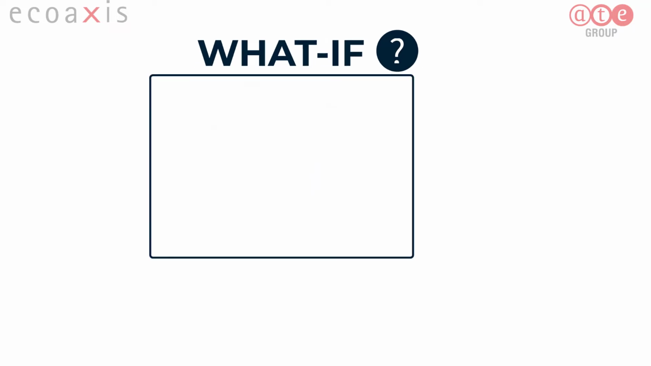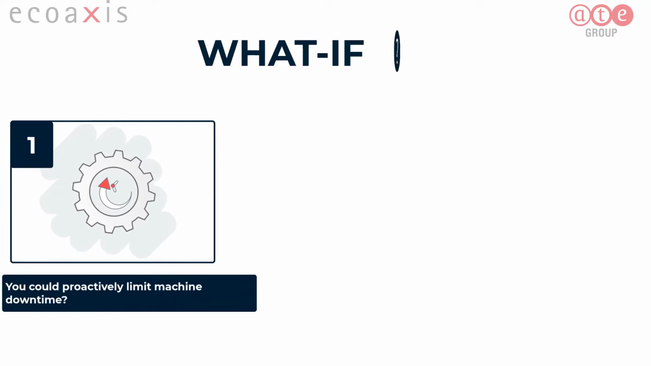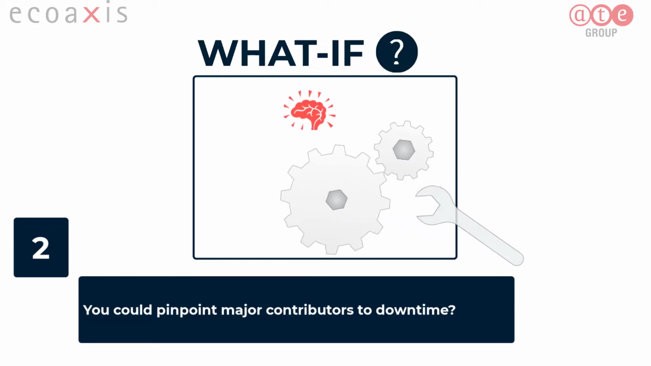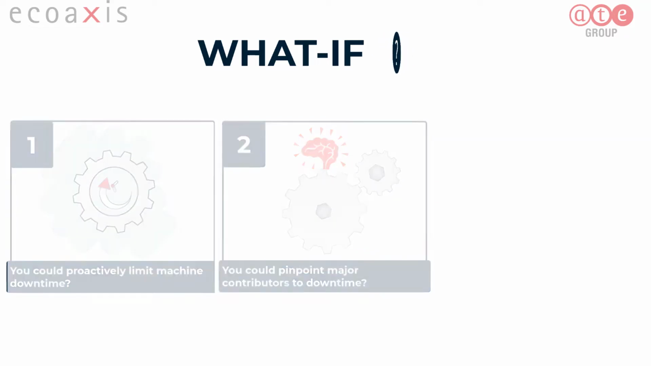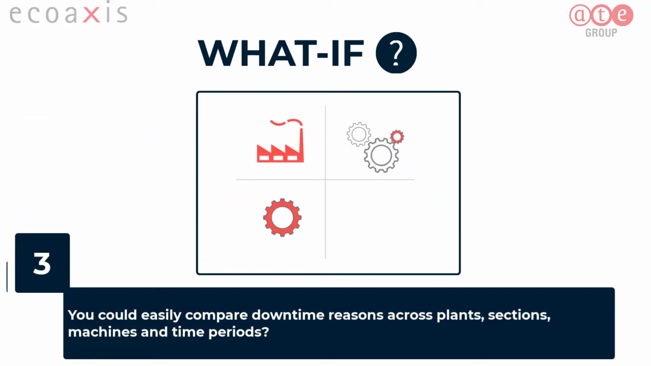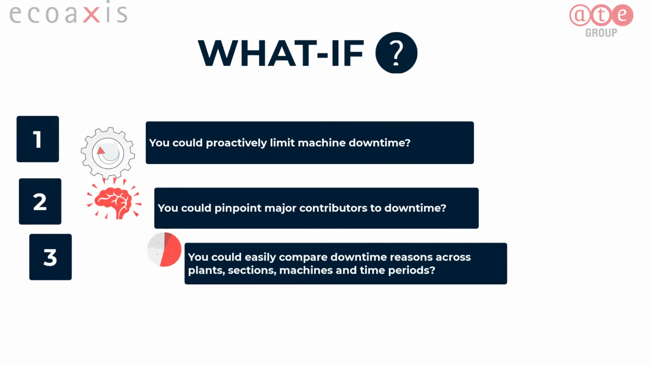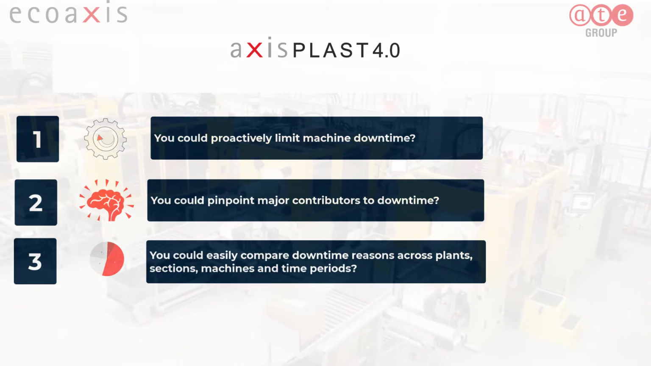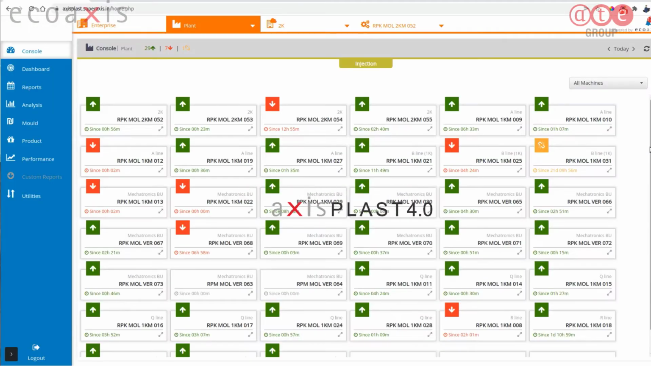What if you could proactively limit machine downtime? What if you could pinpoint major contributors to downtime? What if you could easily compare downtime reasons across plants, sections, machines, and time periods? Such easy, near real-time access to insights will certainly help you increase availability and improve your performance on all important metrics. Let us show you how axisPLAST 4.0 helps you do this.